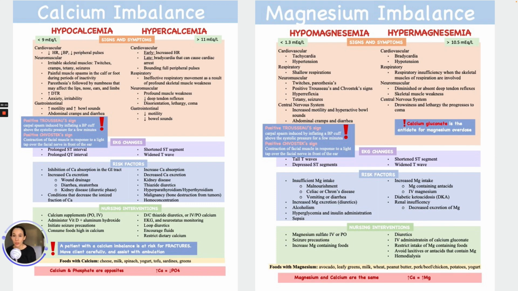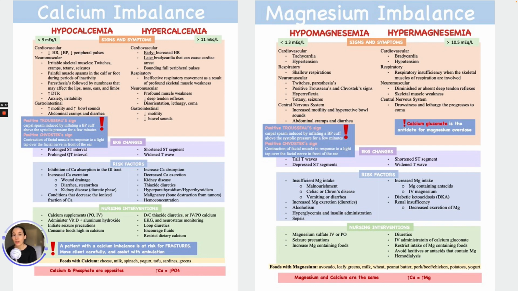Risk factors include insufficient magnesium intake from malnutrition, celiac or Crohn's disease, vomiting, and diarrhea, increased magnesium excretion from diuretics, alcoholism, hyperglycemia and insulin administration, and sepsis. Our nursing interventions include magnesium sulfate IV or PO, seizure precautions, and increased magnesium-containing foods. Magnesium-containing foods are avocados, leafy greens, milk, wheat, peanut butter, pork, beef, chicken, potatoes, and yogurt.